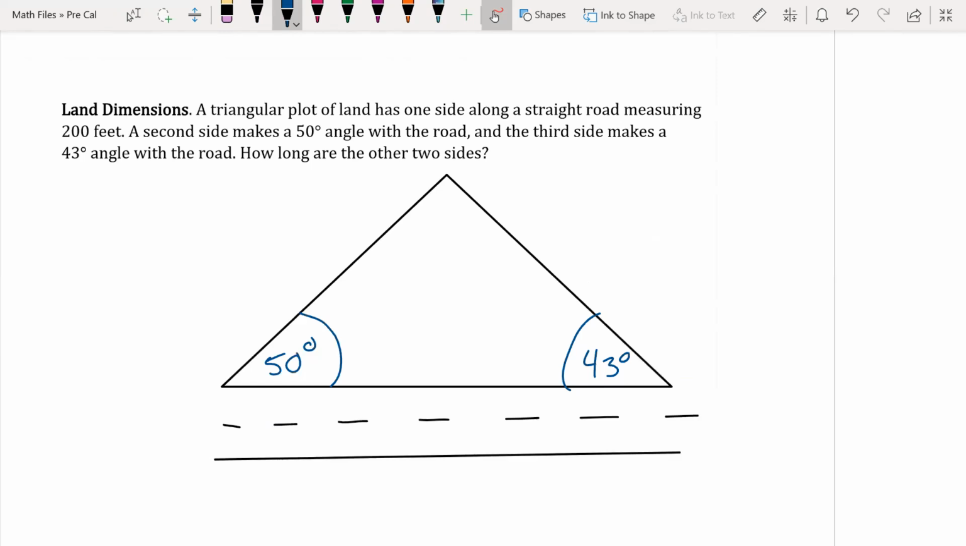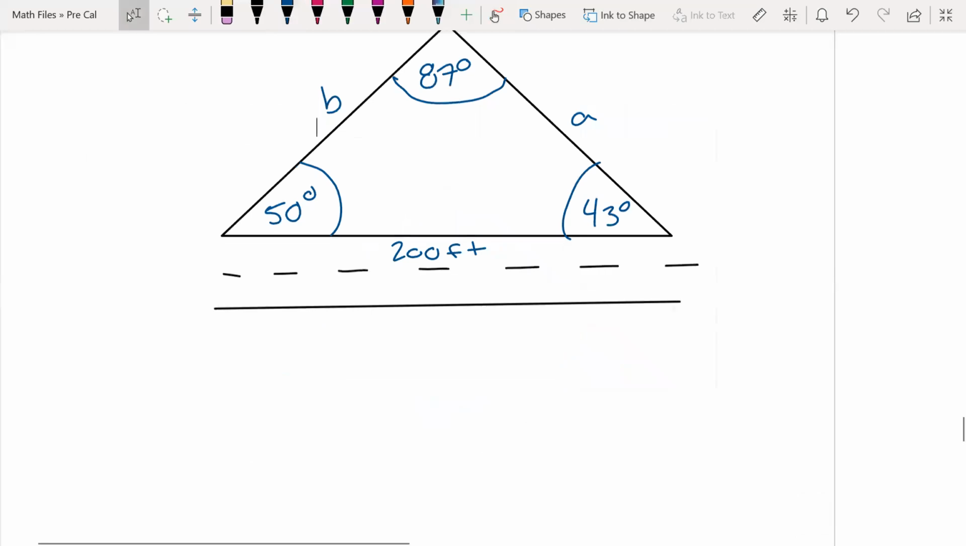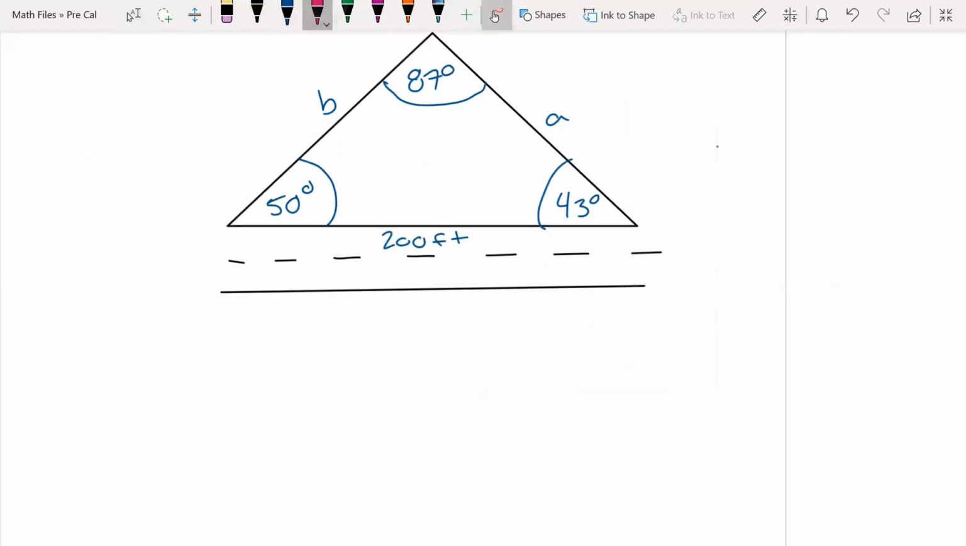And this triangle side is how long? 200 feet. Okay, and now we know that if we have 50 and 43, what is angle C? 87. Sure about that? 77. All right. So here's side A, side B, and we just have to use the law of sines to find them. This problem is not bad.